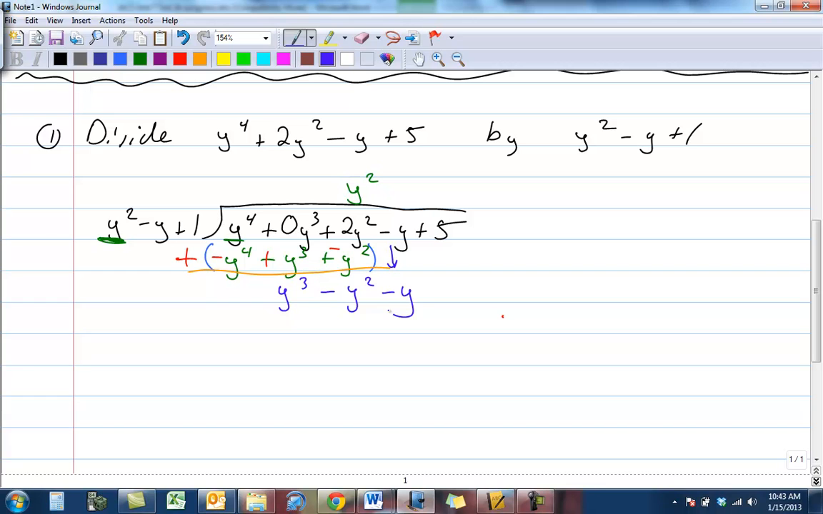All right, so now once again, we got to get y squared to look like y cubed. So I'm going to multiply by y. Y times y squared is y cubed minus y squared plus y.